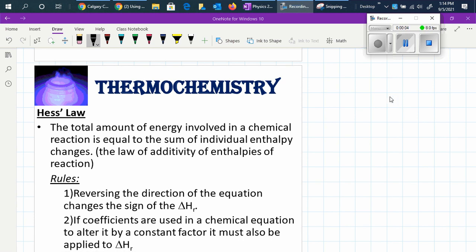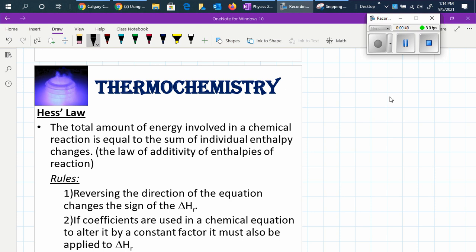Okay, so this is day 3 of our thermochemistry unit, and it will again be in probably 2 parts. We'll start with Hess's law. If we refer back to the state function principle, with final and initial states, it doesn't matter what is happening in between. If we know the in-between, then we can figure out the total.